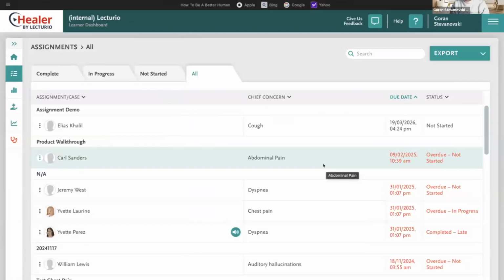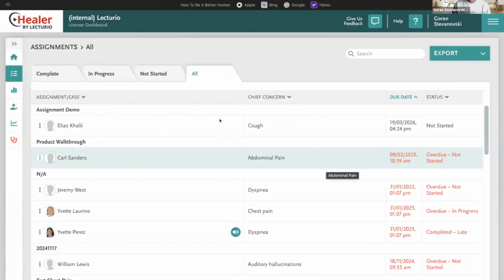And as Don pointed out, we have 132 cases at the moment. And the cases, you could use different filters. And some of those filters give you more complex cases, and others give you cases for more novice learners. What we did do today is we chose a case for you. And we're going to look at Mr. Elias Khalil, whose chief concern is cough. So I hope you can all see my screen well. And we'll go through this case together.